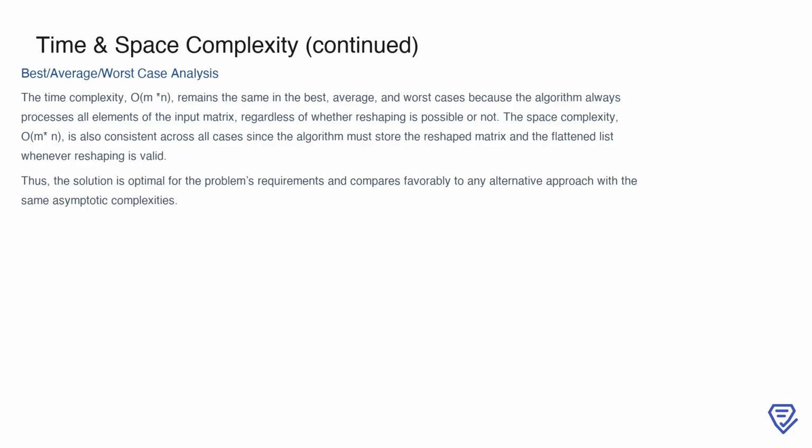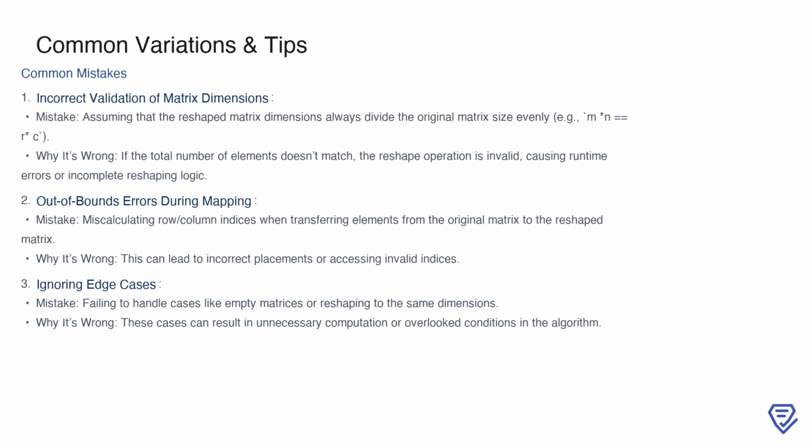This consistency across best, average, and worst cases demonstrates that the solution is optimal for the problem's requirements. Furthermore, any alternative approach with the same asymptotic time and space complexities would not offer significant advantages, making this solution both efficient and robust. When working with matrix reshaping, one common mistake is failing to properly validate the dimensions of the new matrix.